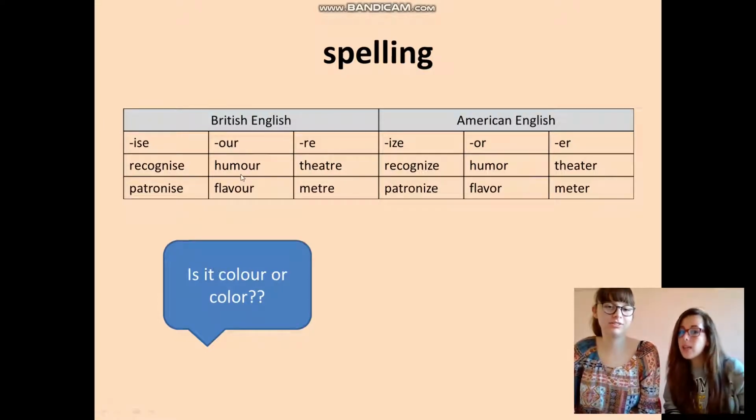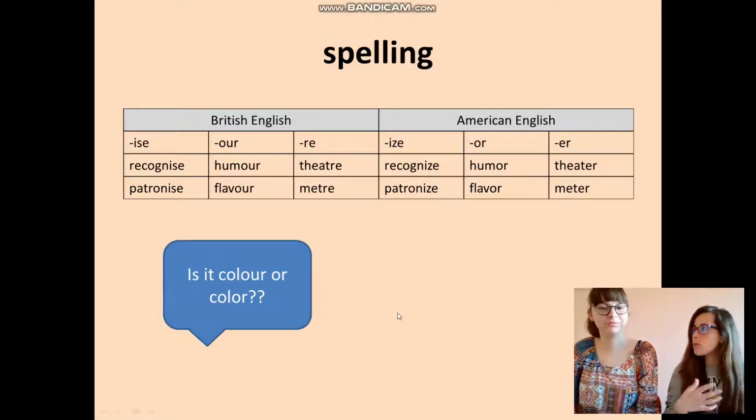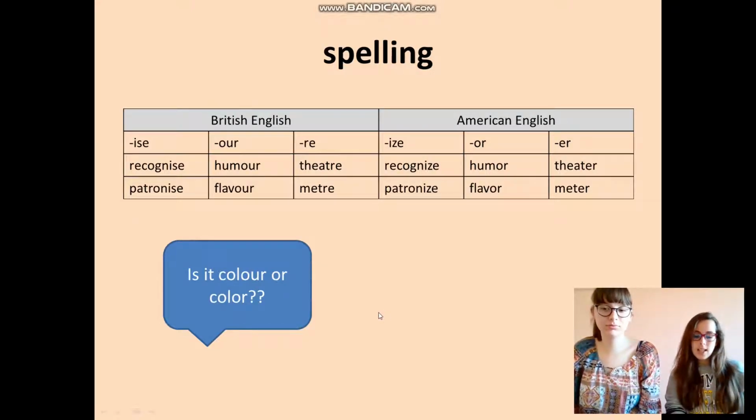British English, and in the American with or, like humor, and for example flavor, and also color. For example, I thought I knew about color, but I was not sure which one was the British or the American, because in my Word, when I write, sometimes it corrects me to the American and to the British, and I didn't understand it. So, and there are others.